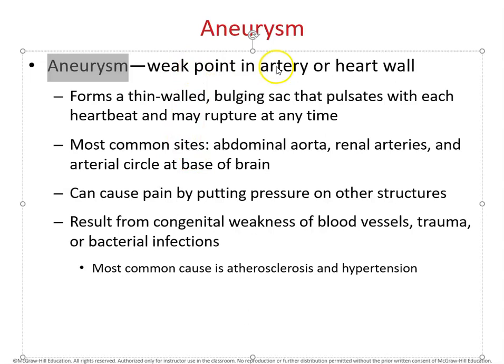Aneurysm is a weak point in an artery or heart wall. It forms a thin-walled, bulging sac that pulsates with each heartbeat and may rupture at any time. The most common sites of aneurysm are the abdominal aorta, renal arteries, and the arterial circle at the base of the brain. It can cause pain by putting pressure on other structures. It results from congenital weakness of a blood vessel, trauma, or bacterial infection. The most common causes of aneurysm are atherosclerosis and hypertension.